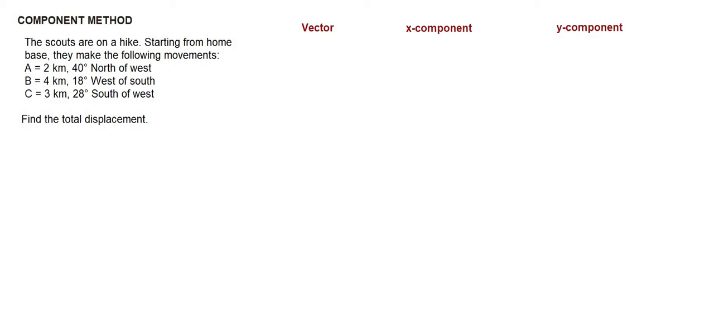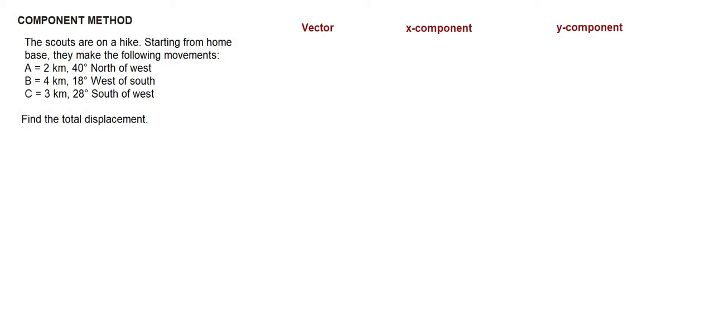So, ito yung problem. The scouts are on a hike. Starting from home base, they make the following movements: 2 kilometer 40 degrees north of west, 4 kilometer 18 degrees west of south, and then 3 kilometer 28 degrees south of west. Find the total displacement. If you are asked to find the total distance, you will just add this.